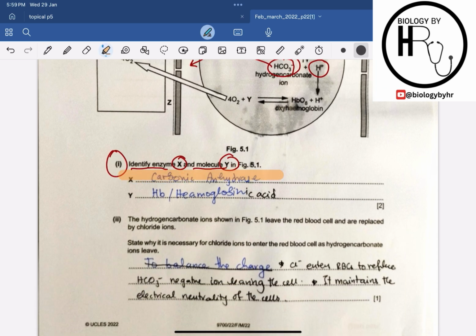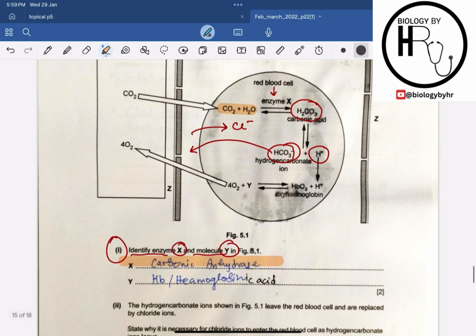So X is basically the carbonic anhydrase enzyme, and when the oxygenated hemoglobin combines with H positive ion, it will form hemoglobinic acid or hemoglobin and oxygen. Basically it is showing the dissociation of the oxygenated hemoglobin, right. So it will form the hemoglobin, or we can also say hemoglobinic acid.